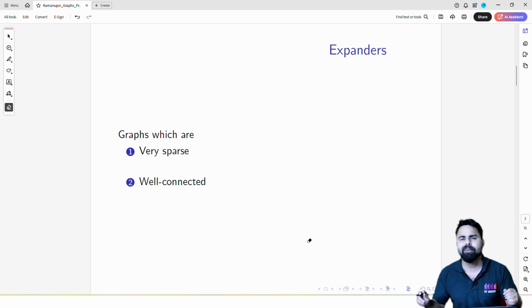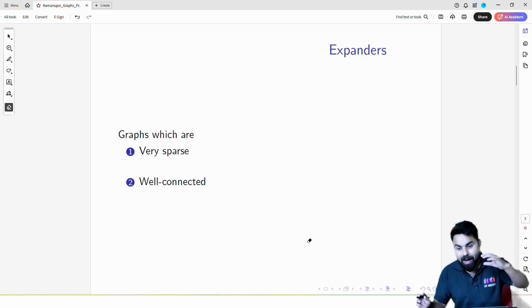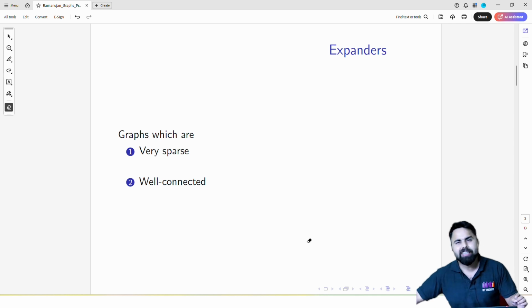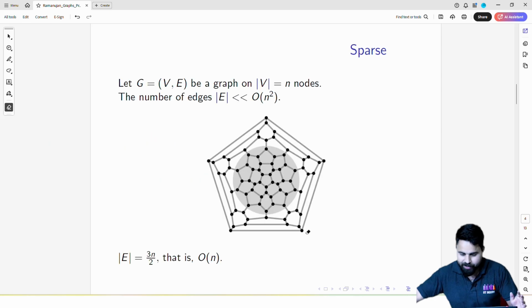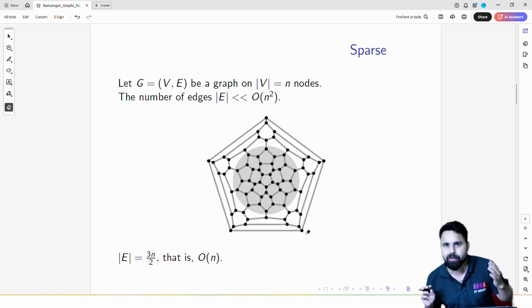Let us now go ahead with slightly more formal terminology for these two quantities. By the way, it appears that these two quantities are counterintuitive. On one hand we are saying that there will be very few edges, on the other hand we are saying it should be very well connected, so that after removing edges or vertices, the graph is still connected. So it appears that these two properties are competitive. Let us see what sparse will mean for us.